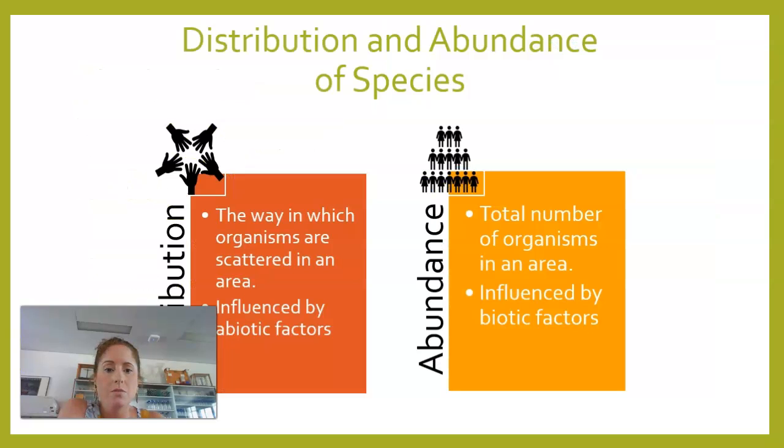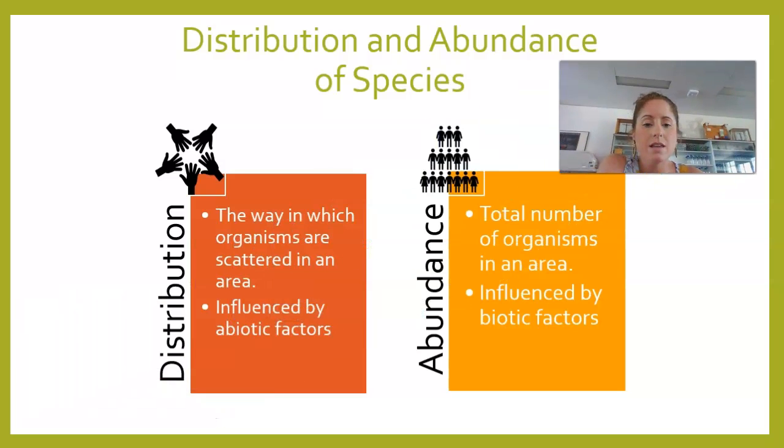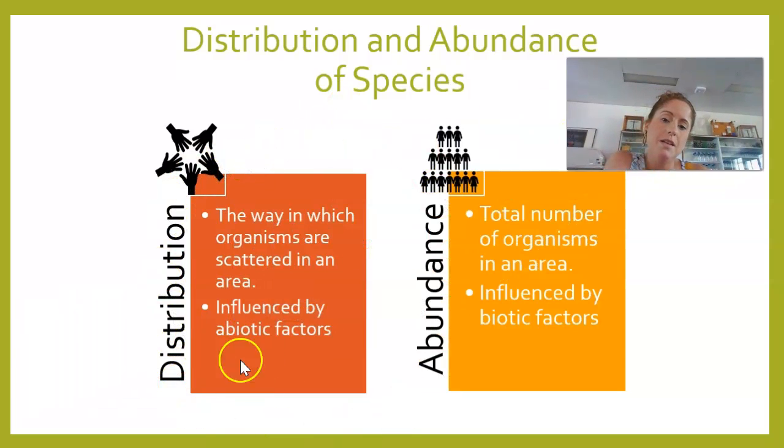One of the things you need to think about is that for species, the way in which they're scattered in an area is their distribution. So how are they distributed over an area? And their abundance is the number that there are in that area. The distribution is more influenced by abiotic factors, whereas the abundance is more influenced by biotic factors. We'll talk a little bit more about distribution, but when we're talking about distribution, we're often talking about across a gradient of some sort. Abundance is just the total number of organisms in that area.